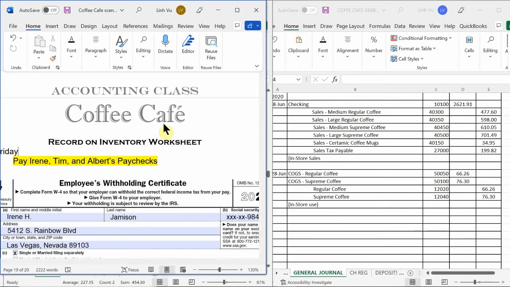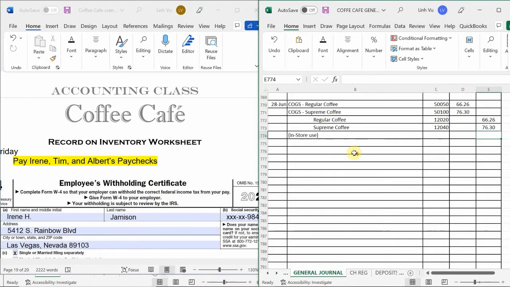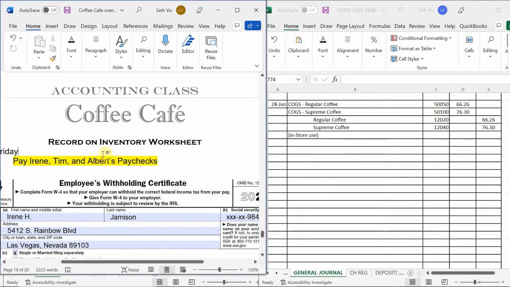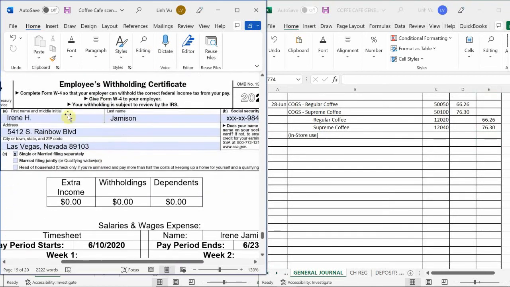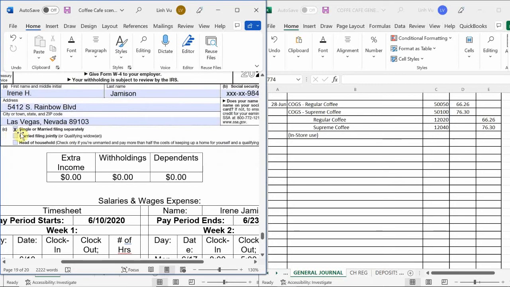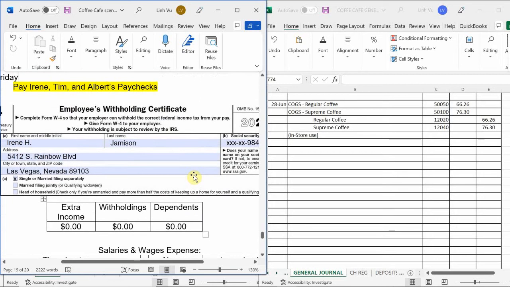So first things first, let's take a look at each and every individual employee that we have, and then we'll go from there. Let's start with Irene first. Here's a copy of Irene's W-4 form. Irene H. Jameson, her social security number, her address, all of that's there, and she claimed herself as single status. Right here tells me no extra income or extra withholdings, and zero dependents. So there you go, that sums it up.